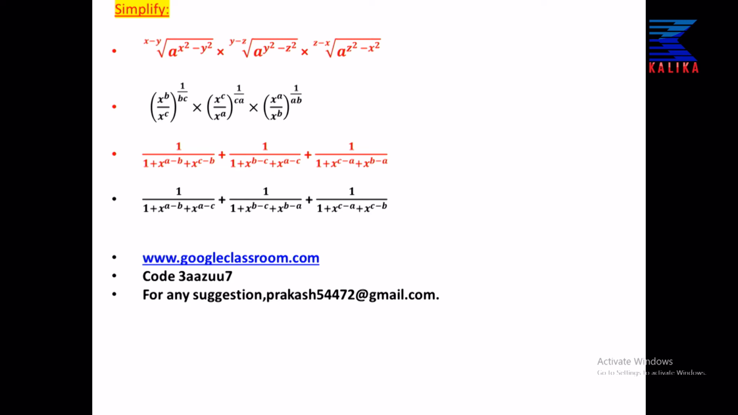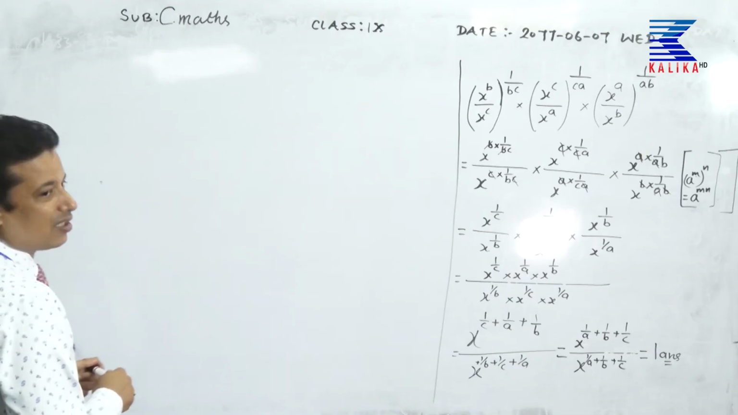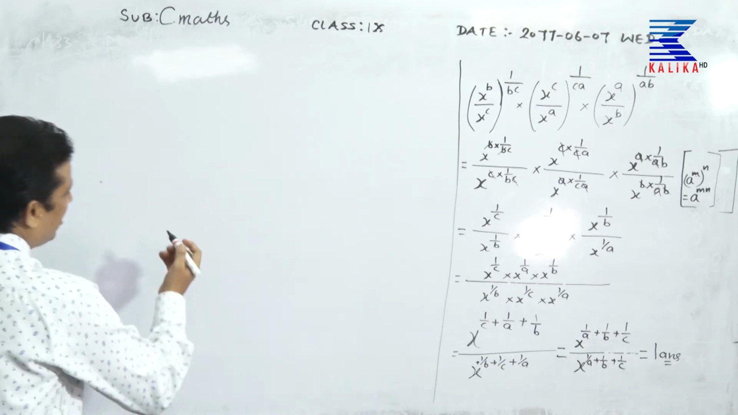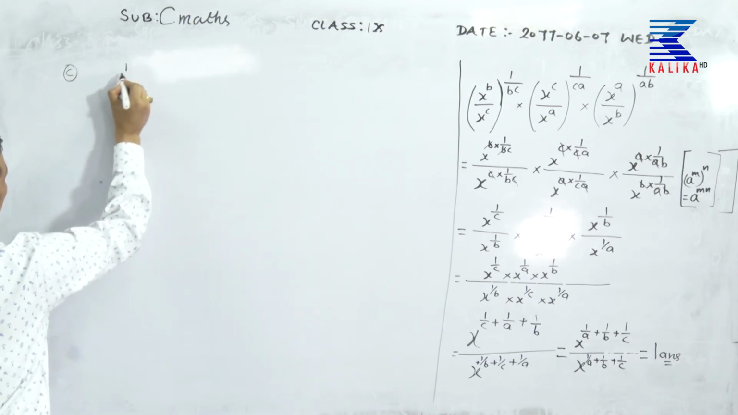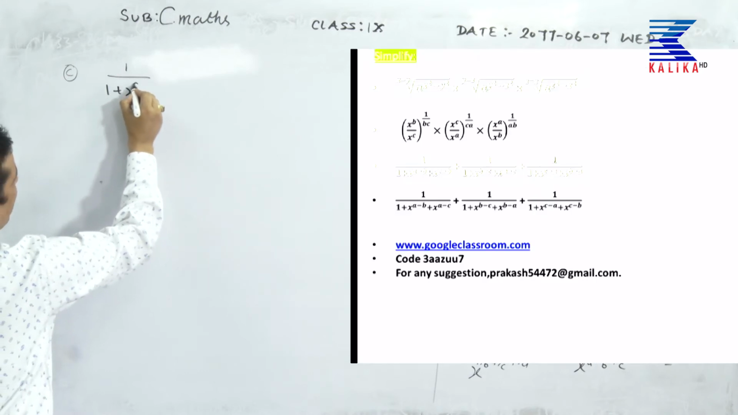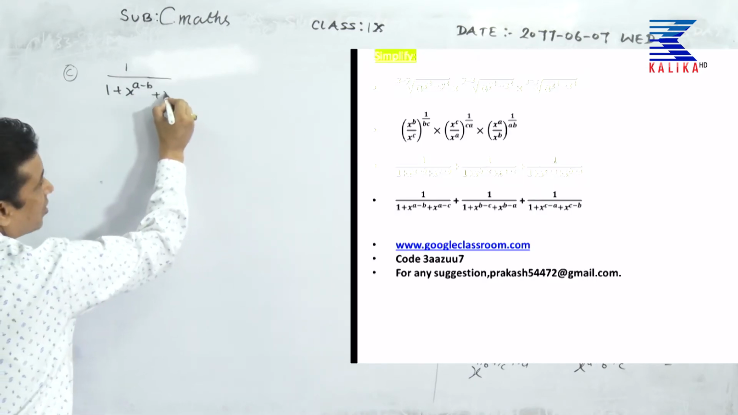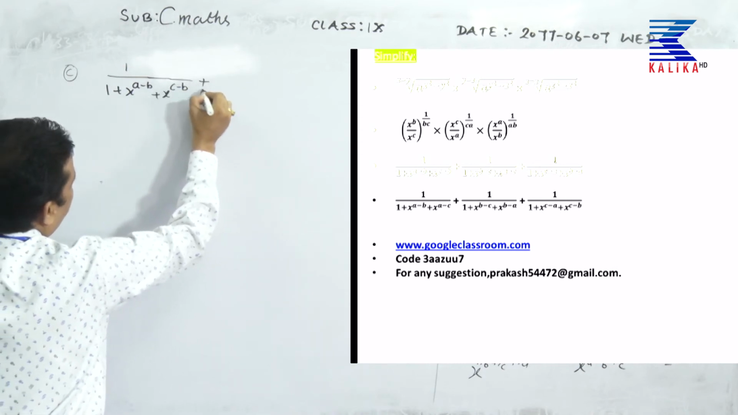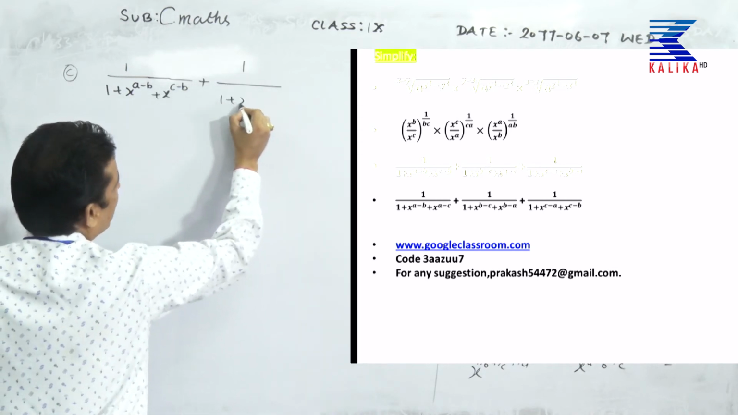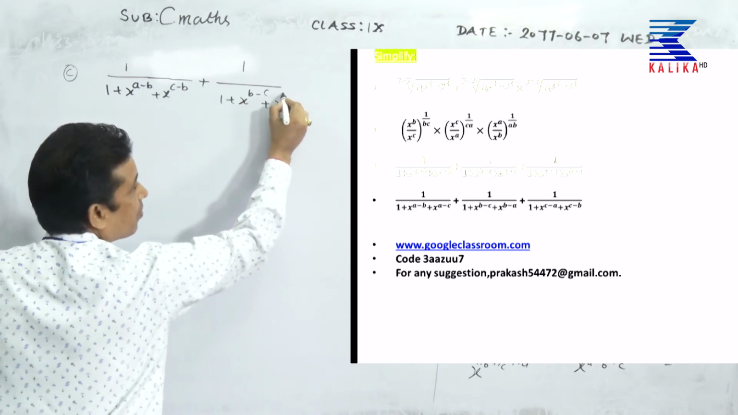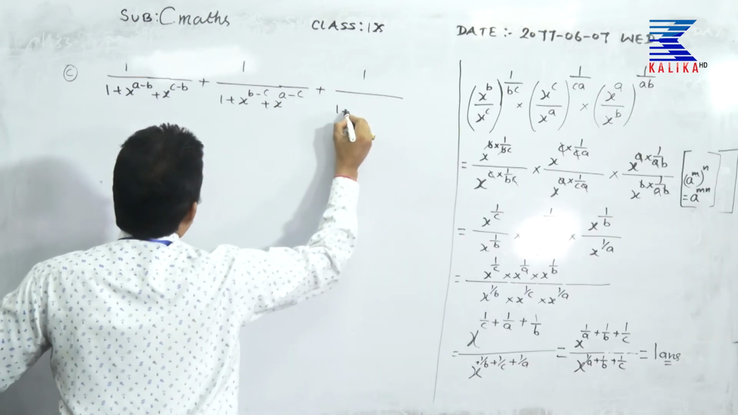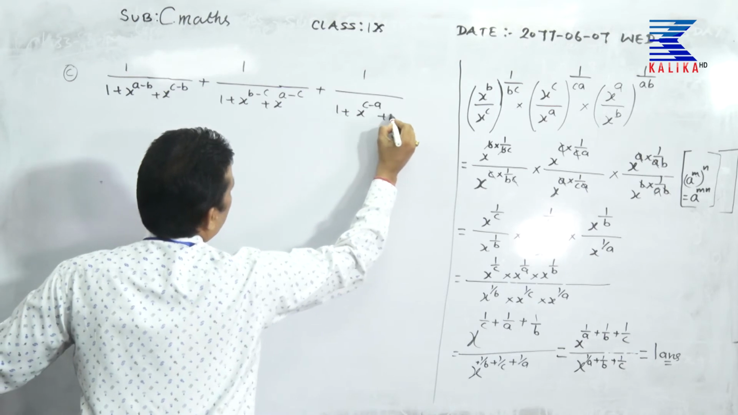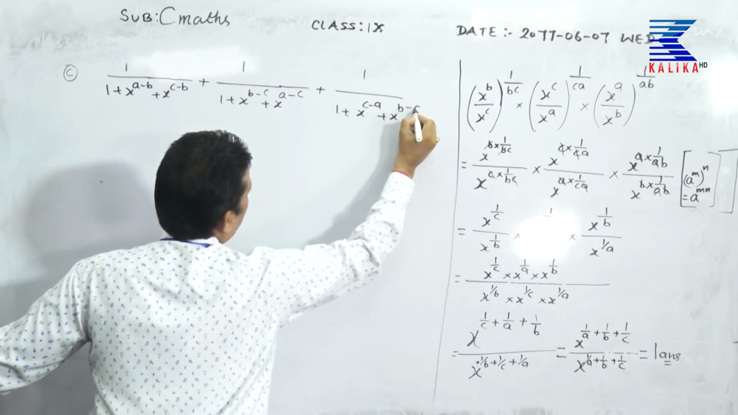Okay, I hope the third question you have seen is on the screen. Please copy that third question, dear student. The third question you have just seen: 1 over 1 plus x to the power a minus b plus x to the power c minus b, plus 1 over 1 plus x to the power b minus c plus x to the power a minus c, plus 1 over 1 plus x to the power c minus a plus x to the power b minus a.